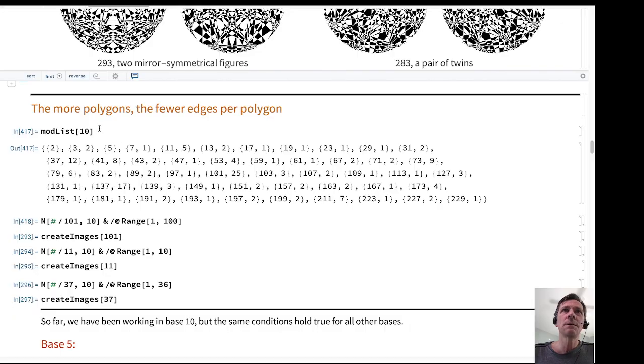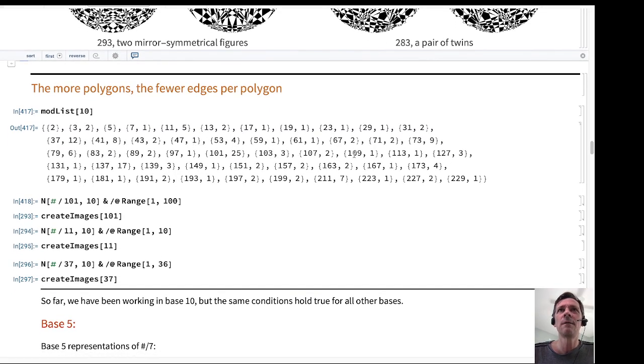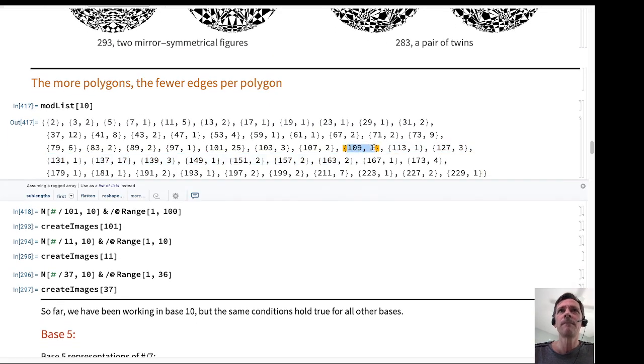The more polygons there are, the fewer the edges per polygon. All right, this is clear. The more polygons there are, the fewer edges there will be per polygon. So with a denominator of 109, I'm going to get one 109-agon. But with a numerator of 127, I'm going to get three 42-agons. 42 times 3 being 126.